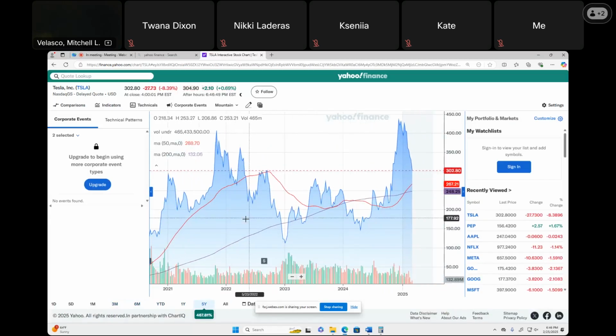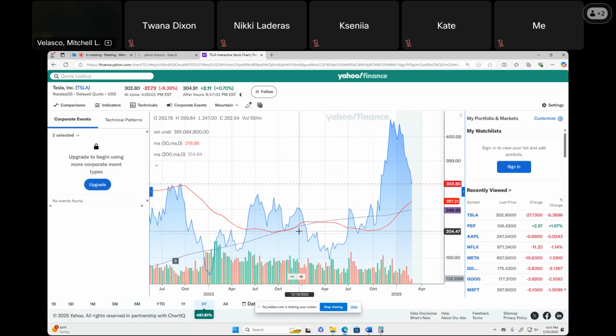So notice that for a long time, the 50-day moving average was higher than the 200-day moving average. But what you want to take a look at is where they cross. So generally, if the 50-day moving average crosses above the 200-day moving average, that indicates a bullish signal. It means there's a possibility that the stock might go up. But you want to give it a couple of cycles to see if that's confirmed.